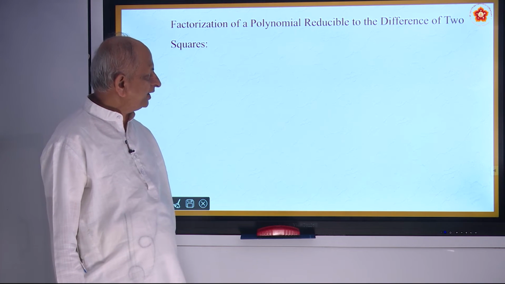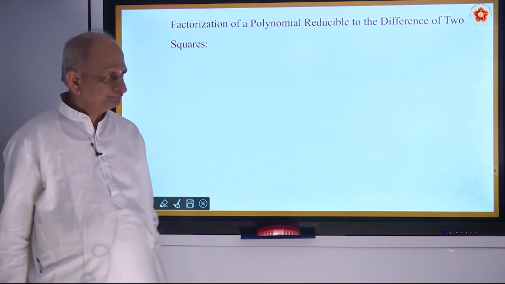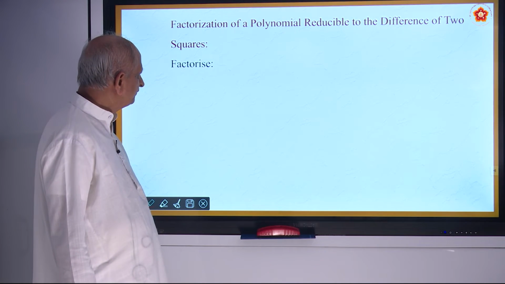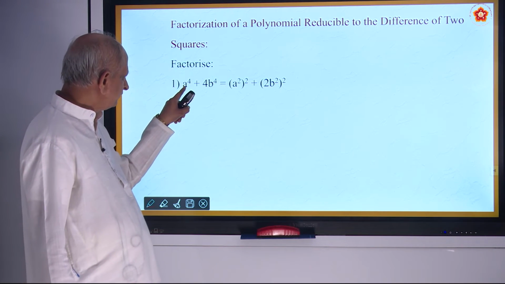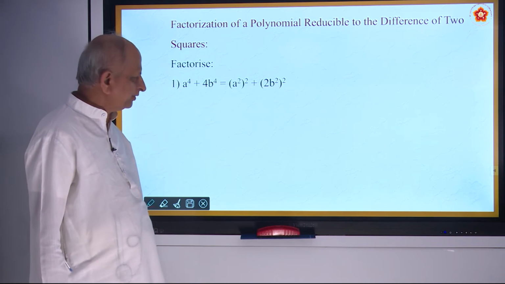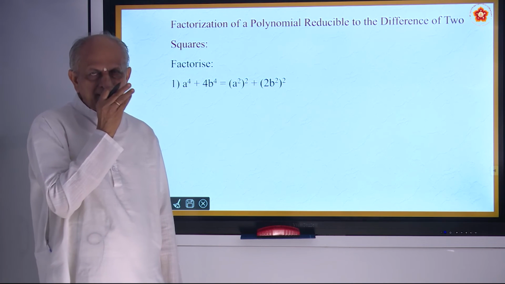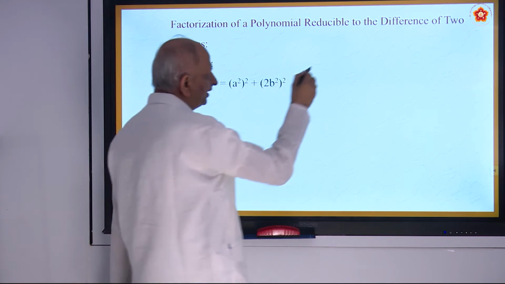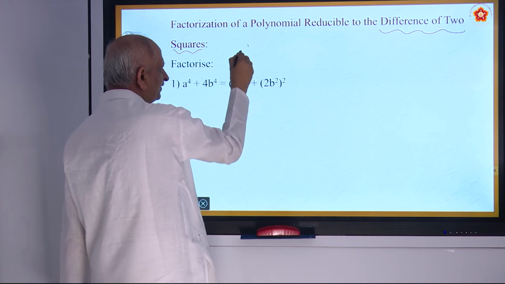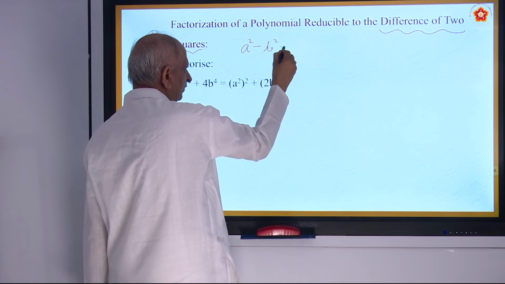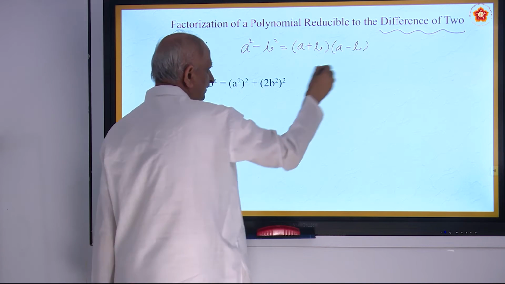Factorization of polynomials reducible to difference of two squares. Now this is one step ahead. We have seen difference of two squares, and sometimes we must bring it to that form. For example, a to the power of 4 plus 4b to the power of 4 is given. As it is, there is no formula for this. But you can make it into a difference of two squares, because we know the formula for difference of two squares. What is that? a squared minus b squared is equal to (a plus b) into (a minus b).